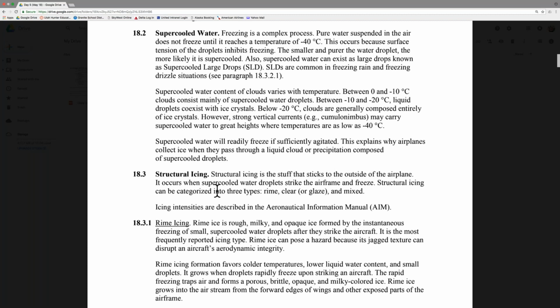It can be categorized into 3 different types, and I would write these 3 different types down because they are on tests. Rime, clear ice, or mixed. Those are our different types.